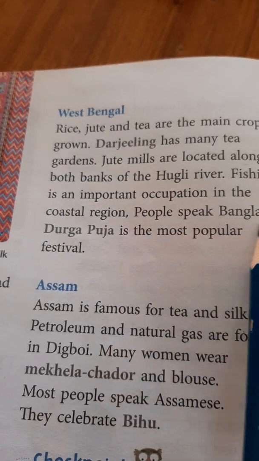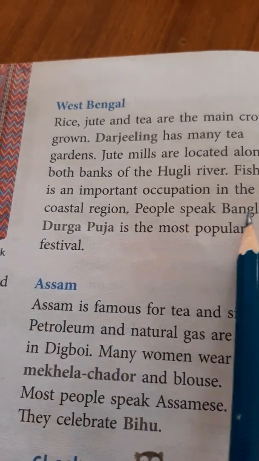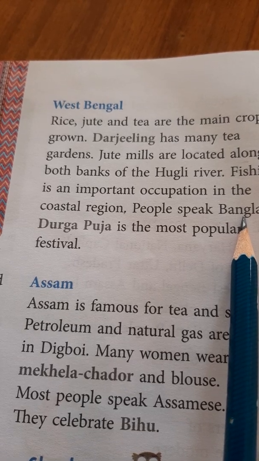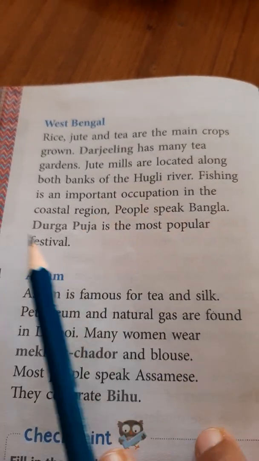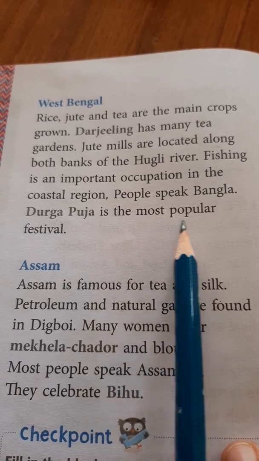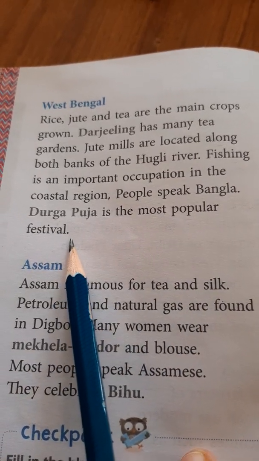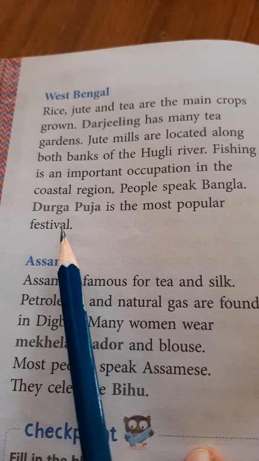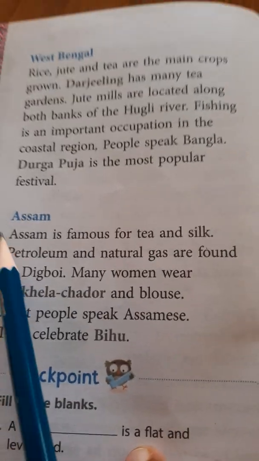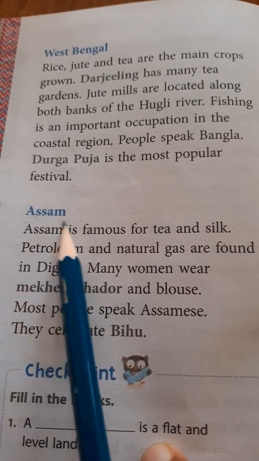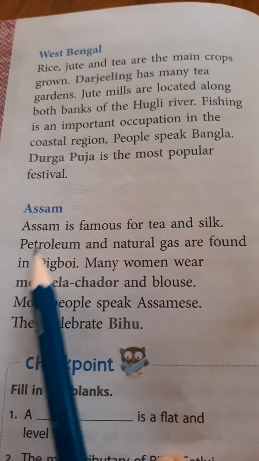Next, people speak Bangla. Here in West Bengal people speak Bangla. Next, Durga Puja is the most popular festival of West Bengal. Next, Assam. Assam is famous for tea and silk.